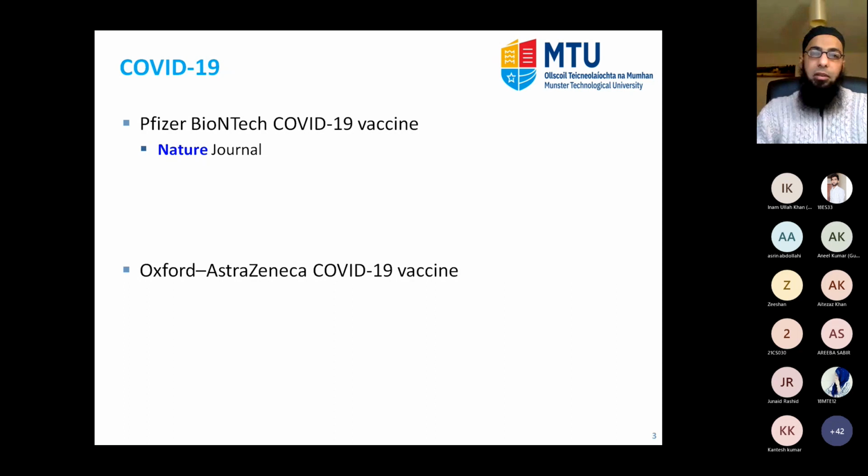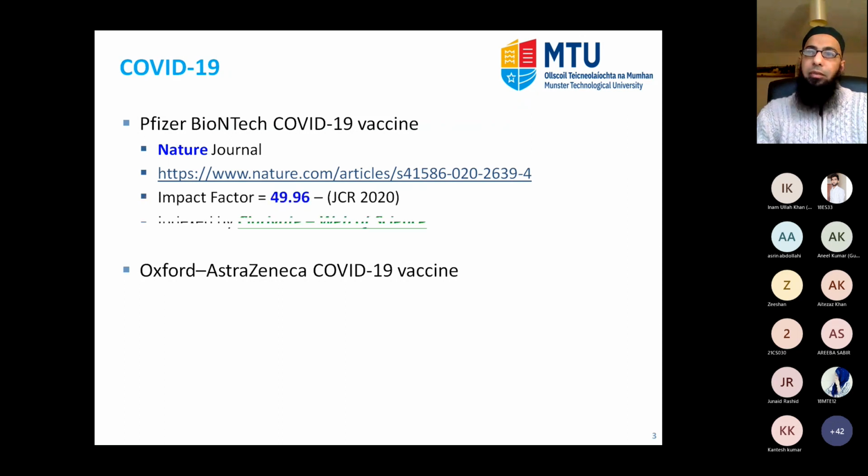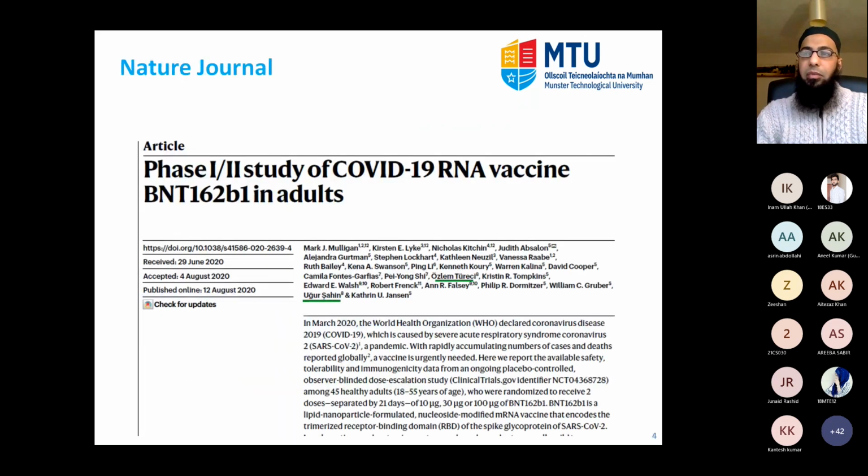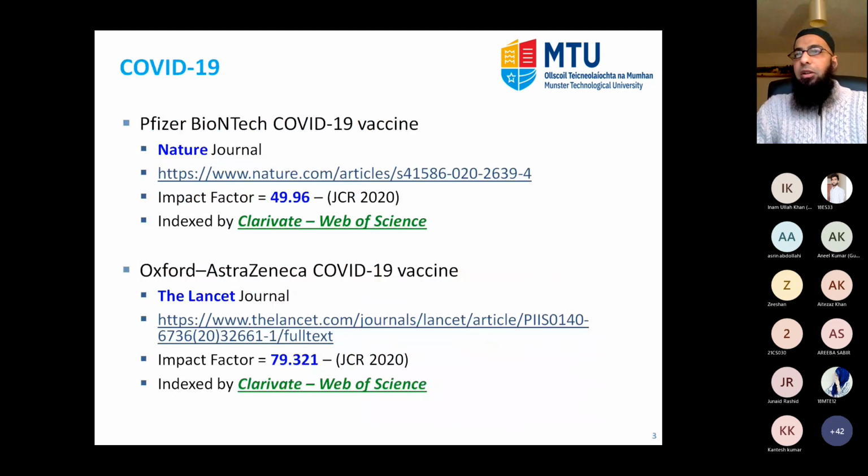They need to look at scientific journals, and among them, the Pfizer BioNTech results were published in the Nature journal. Nature is a very prestigious journal, and I'm also sharing the link of that article over here. The impact factor of Nature is 49.96 according to JCR 2020. JCR is basically the Journal Citation Report, I will explain later on. And the Nature journal is indexed by Clarivate Web of Science.